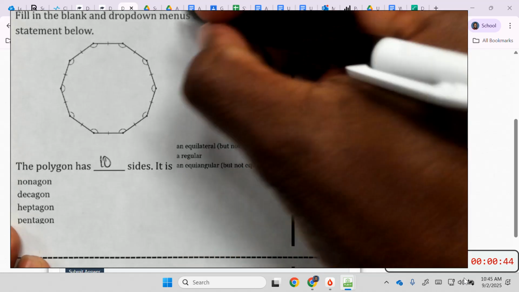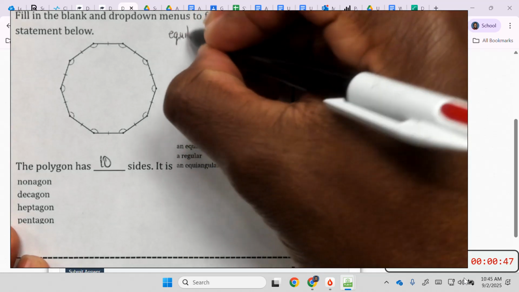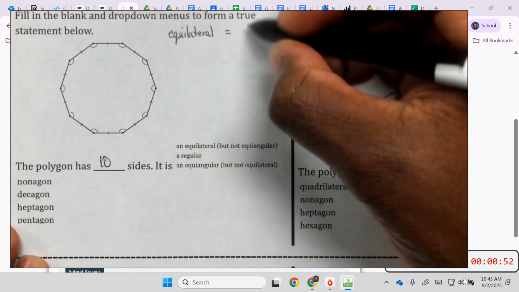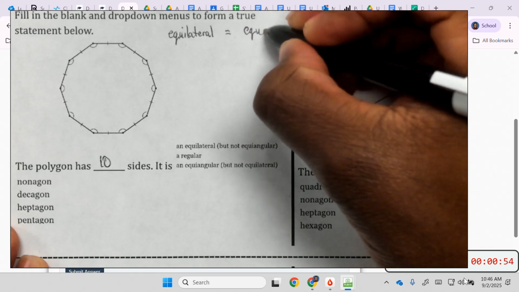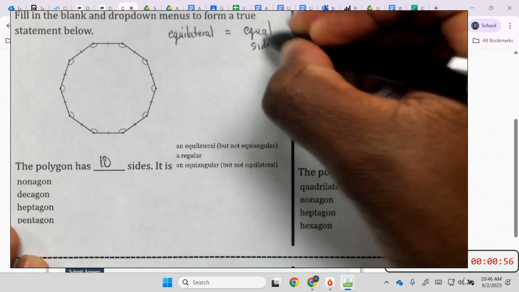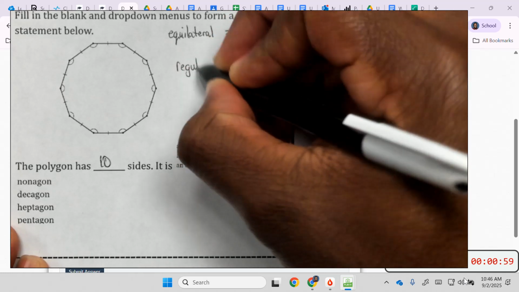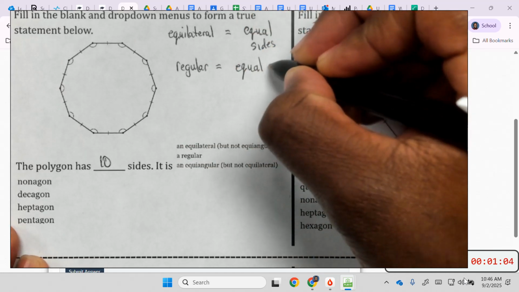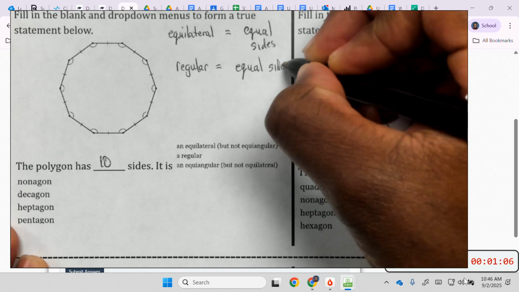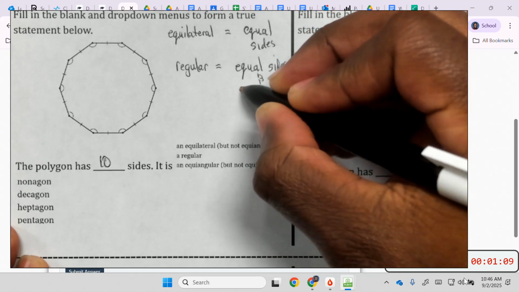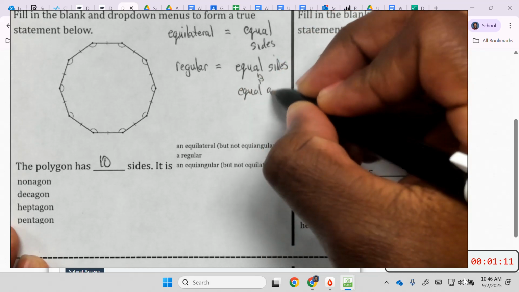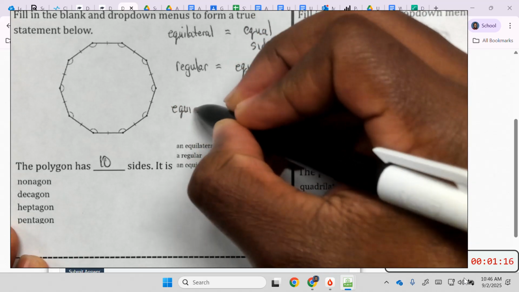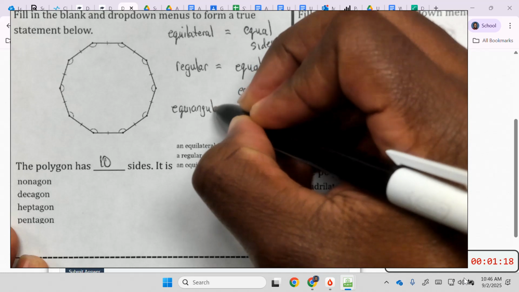We have equilateral. Equilateral means equal sides. Regular means equal sides and equal angles. And equiangular, you probably already figured it out, means equal angles.